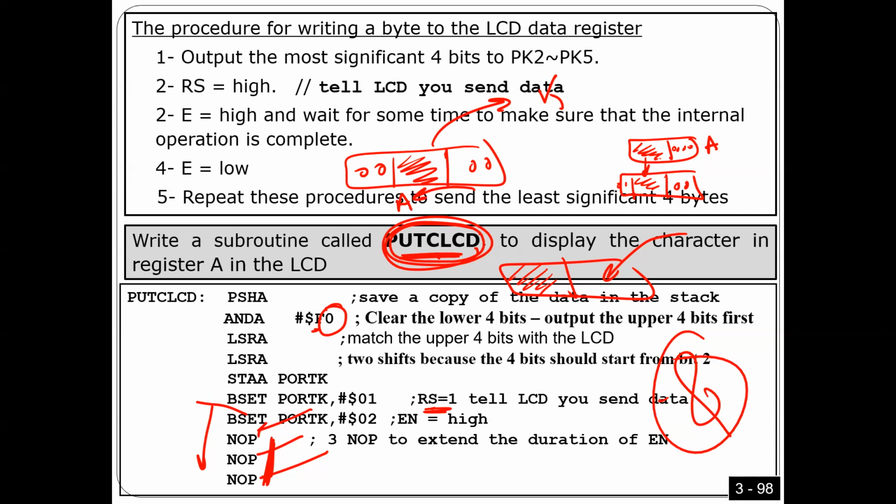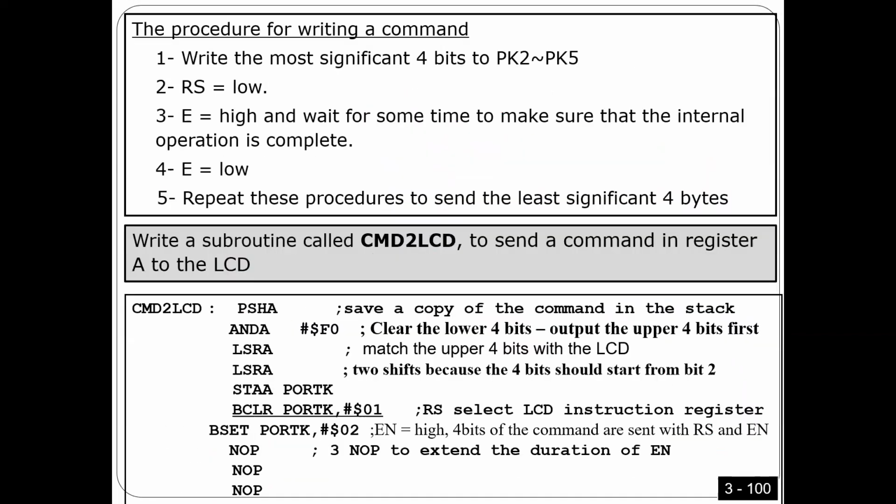The second function we have is called put character. This one is used if you want to display a character. Now, what if I wanna run a command? What if I wanna send a command to the LCD? So we have another function, called command to LCD. This function is used if you want to send a command.